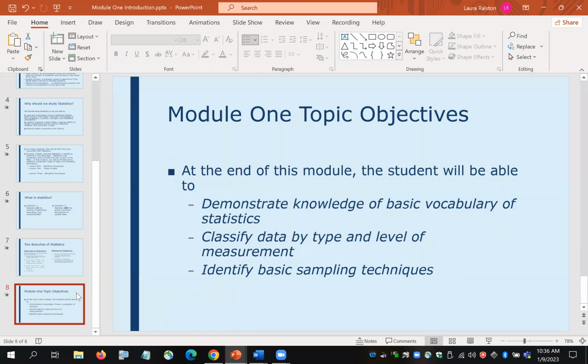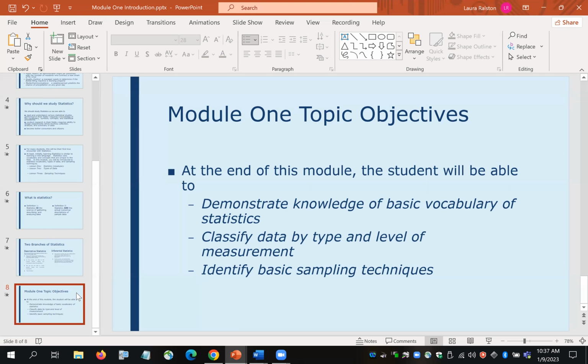So by the end of module 1, at least 3 of the things that you need to be able to do are to demonstrate a basic knowledge of the vocabulary of statistics so that you and I can communicate. You'll know what she means when she says, what is the variable? What is the population? What is the parameter? Be able to classify your data and determine the level of measurement on the data, and also to determine your sampling technique and identify what sampling technique is being used, because that is an important part of the research.